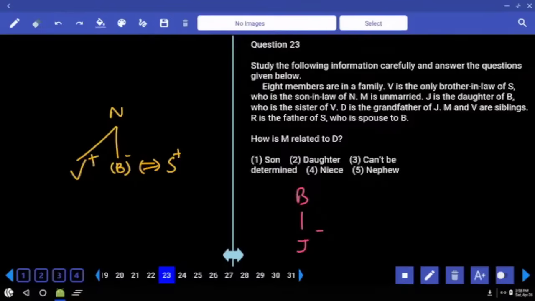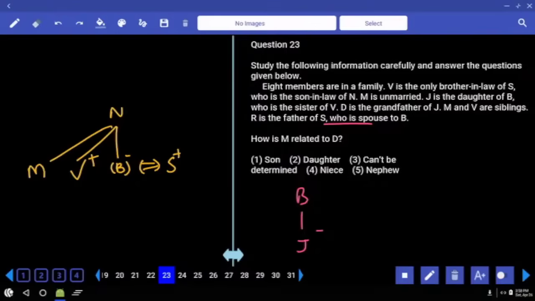Can you take B at this place or not? B is the sister of B. Now S is the spouse of B, S and B. Then D is the grandfather of J. D is the grandfather of whom? J. And M and V are siblings. Which 2 persons are siblings here? M and V are siblings.